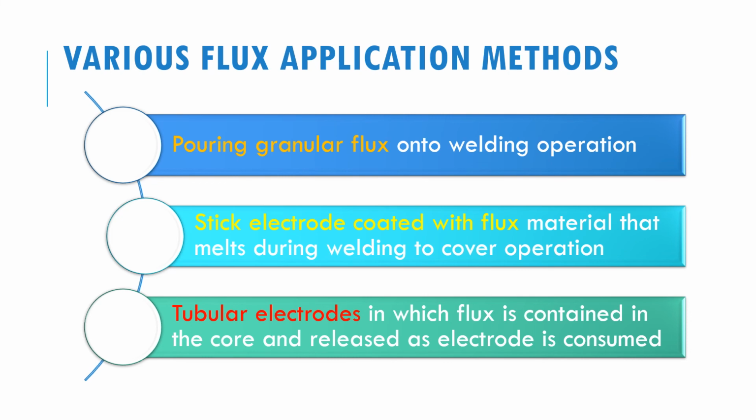Okay, among all, pouring granular flux onto the welding operation is one of the processes where you can just pour the granular flux during the process, or stick electrode coated with the flux. This is the most common one, where the stick of the electrode that is consumable is coated with the flux material that melts during welding to cover the operation. Okay, and the last one is tubular electrode, where the flux is contained in the core and released as the electrode is consumed.